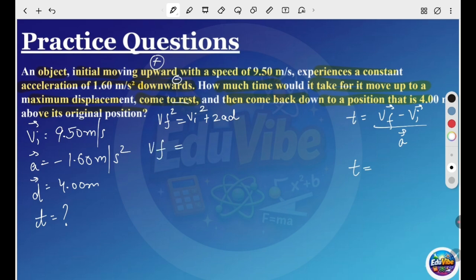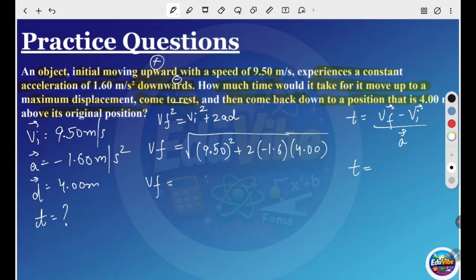So we know that this whole square, because the square goes over there. Vf square is equal to Vi square, which is about 9.50 square, plus 2 times acceleration, which is negative 1.6, and our displacement is 4.0. Our final velocity, when we calculate this, is about the root of 77.45, and we get about 8.8005 meter per second.